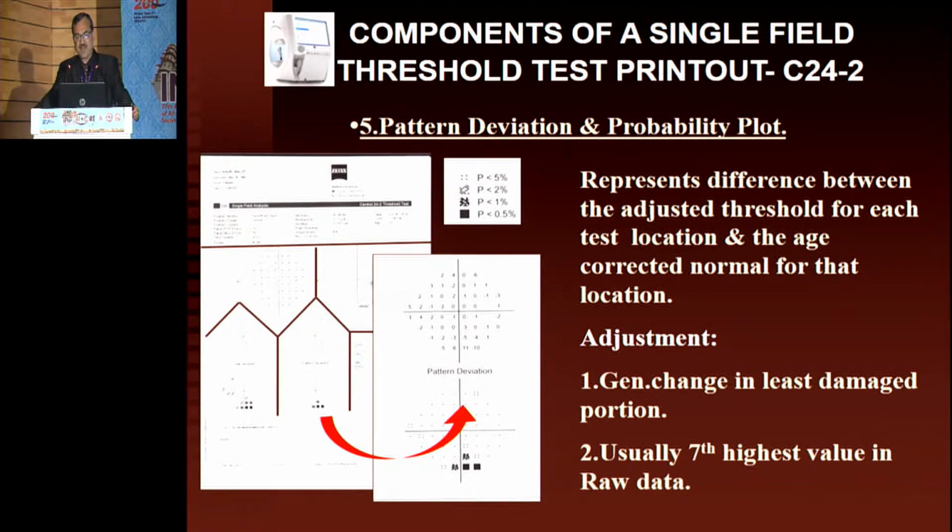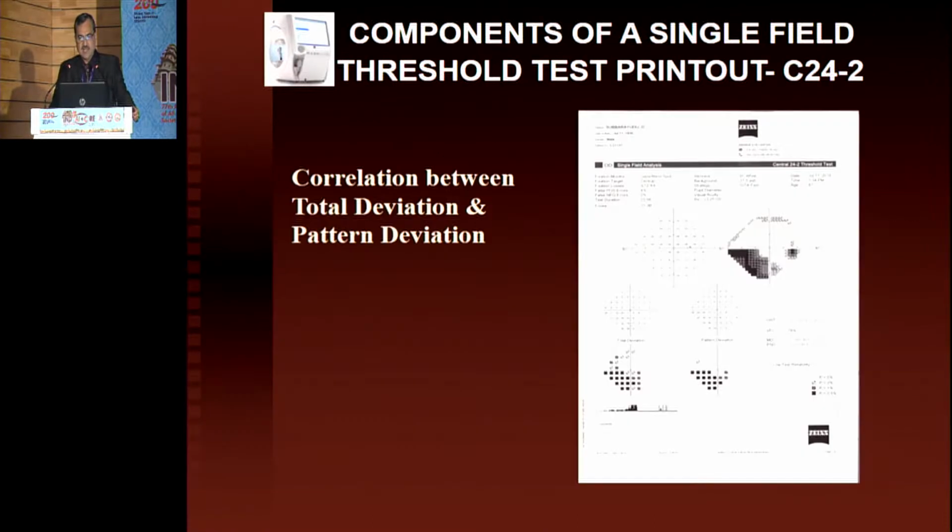And what is this value? Usually it is the 7th highest value in the raw data that is considered as a cutoff. Anything above that is general suppression, and anything below that is considered focal. So now, the correlation between total deviation and pattern deviation.